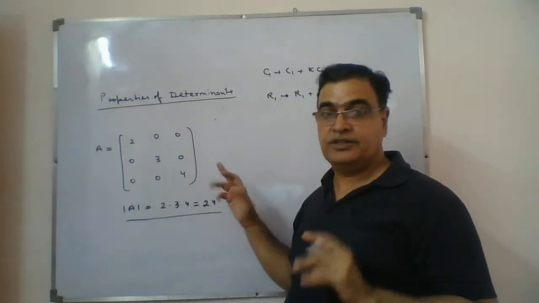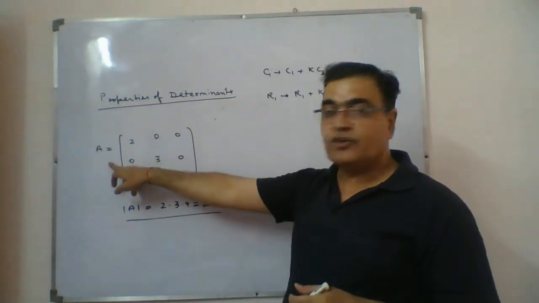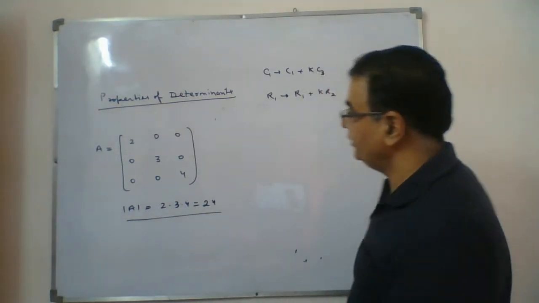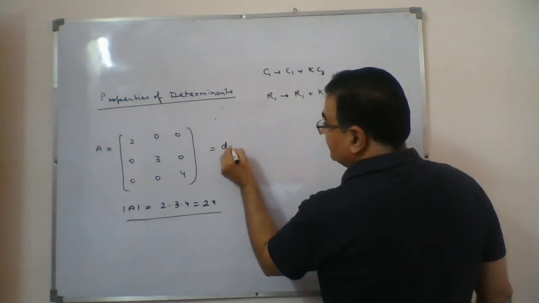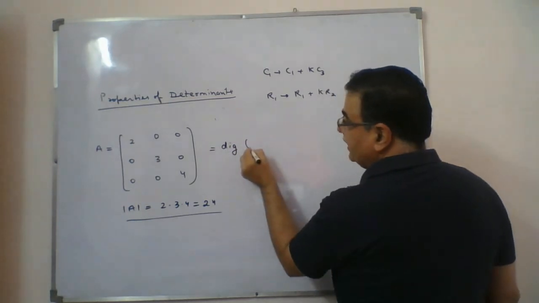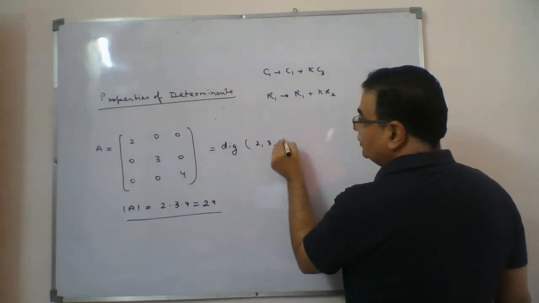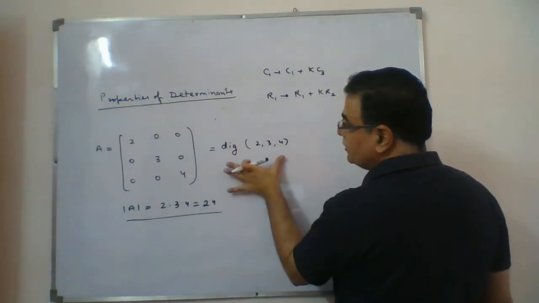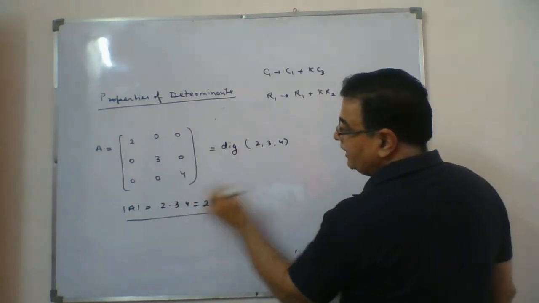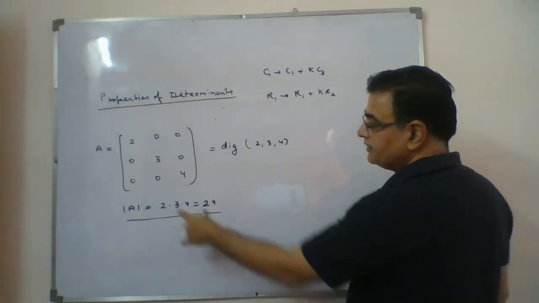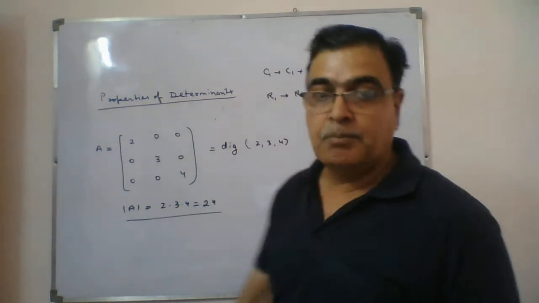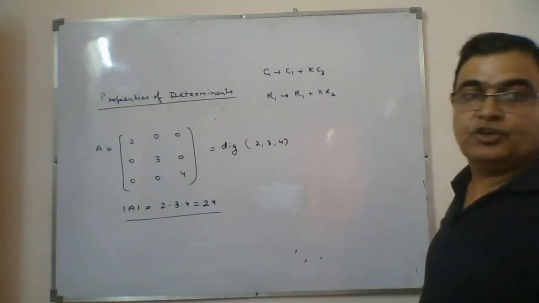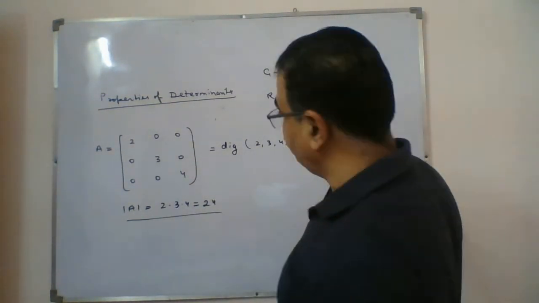So this can come in a 1 mark question, where a diagonal matrix is given to you and they ask what is determinant A. They can write this also: DIAG, that is the diagonal elements, 2, 3, 4. This is a diagonal matrix, and it is also written in this form. If they ask you to find the determinant of this matrix, then simply multiply the diagonal elements and you will get the determinant of A. So you should keep this in mind.